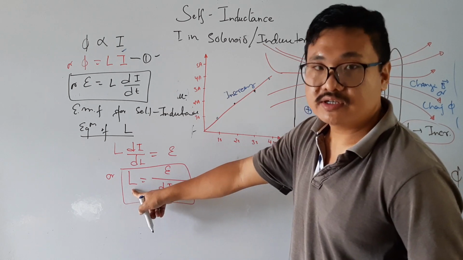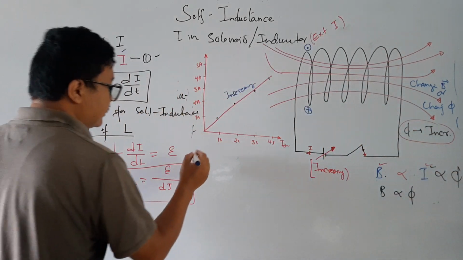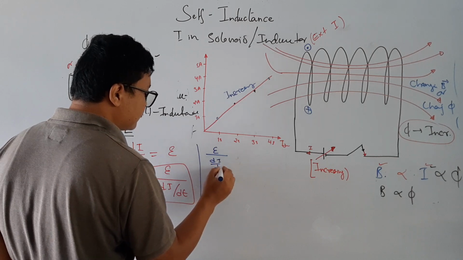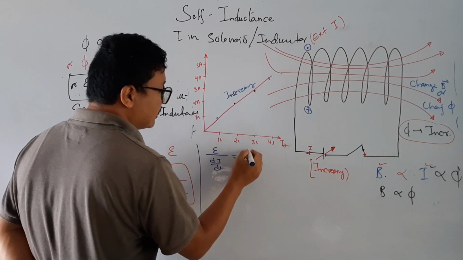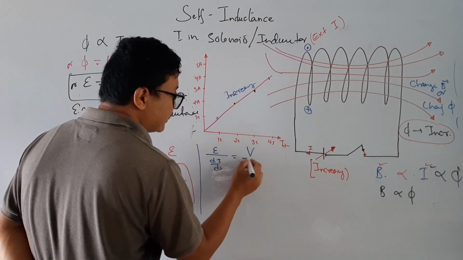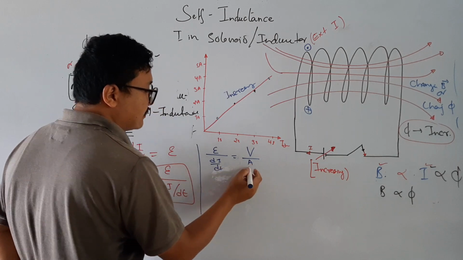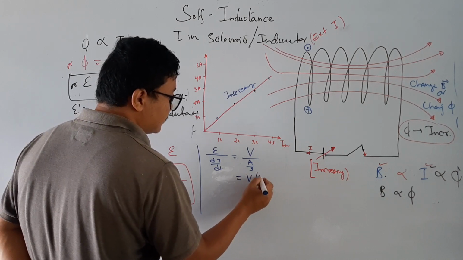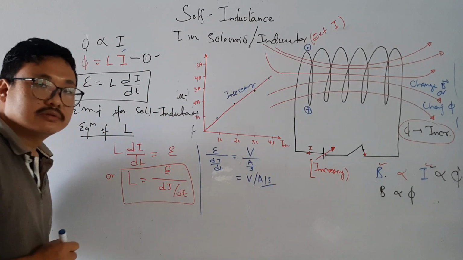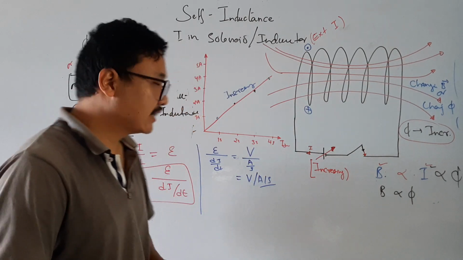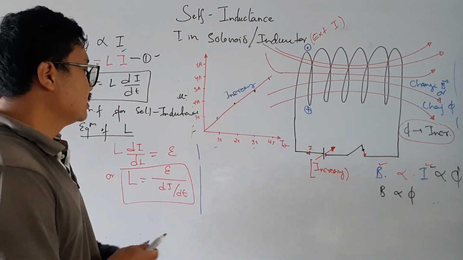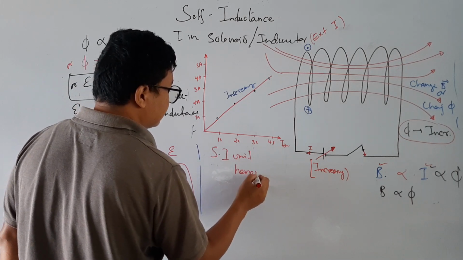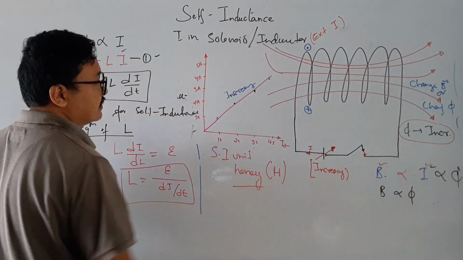So what should be the unit? I will write it here. I have epsilon by di by dt. The SI unit: epsilon is EMF, so EMF has volt, potential, divided by current, which has ampere, and time has second. So its unit is volt per ampere per second. But this is a bit difficult and long SI unit, so it has one special unit which is called Henry, written as H. So the SI unit is Henry.